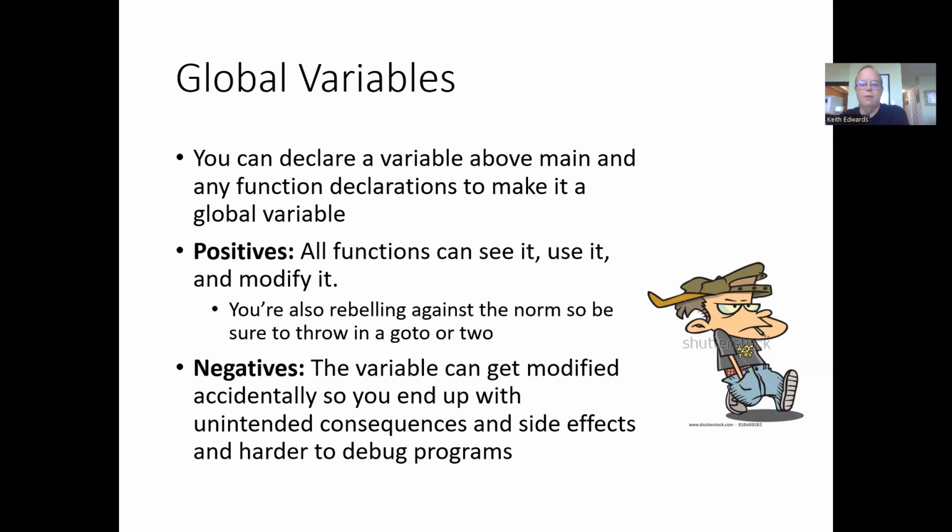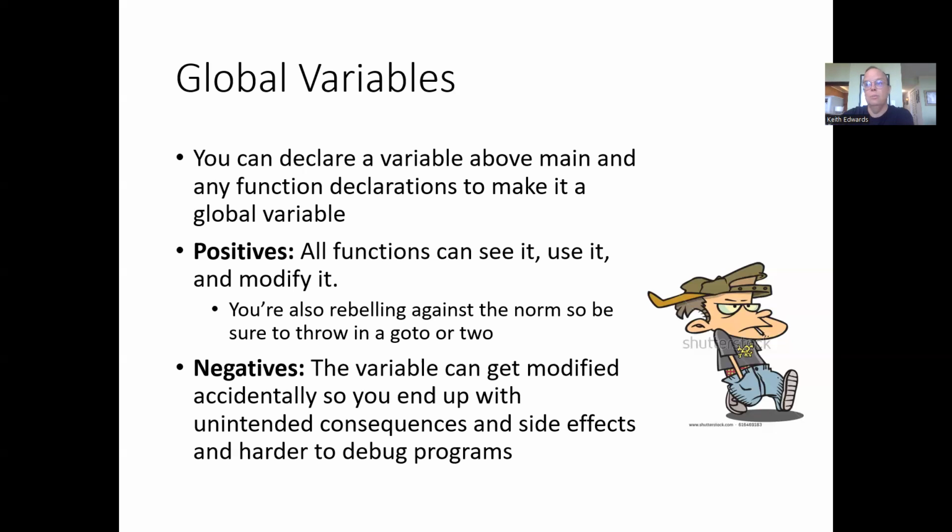Now, positives: every function can see it, you can use it, and you can modify it. You also get bonus points for rebelling against the norm. So throw in a goto or two as well, and make some old spaghetti code from the 1970s. The negative is you get something called a side effect, which is where the variable can get modified accidentally, so you end up with unintended consequences. It makes it really hard to debug programs.